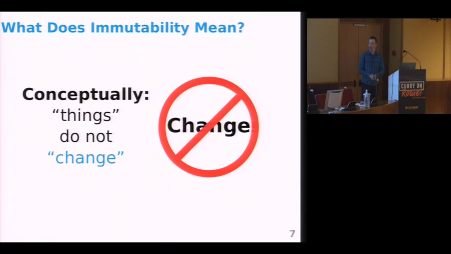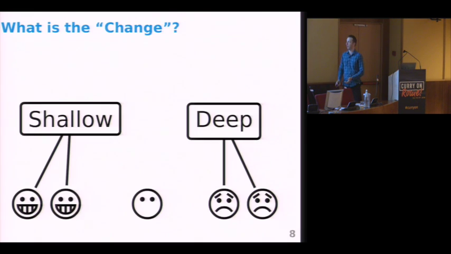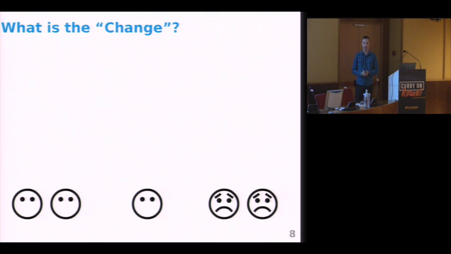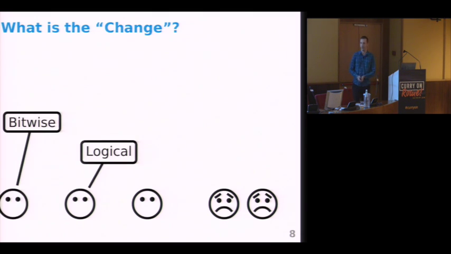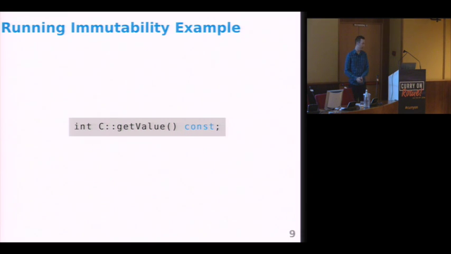Now let's go to the other part of immutability. The change part of things do not change. What does that mean? Well, if we ask our happy developers, again, smiles wiped off their face, and they divide into two groups. One says bitwise, one says logical. Well, what does that mean? I'll be using this as a running example through the rest of the talk. Say you have a class C with a getValue method that has a const on it, which means that if I call this getValue method, I should not be changing the C object that I used to call it.